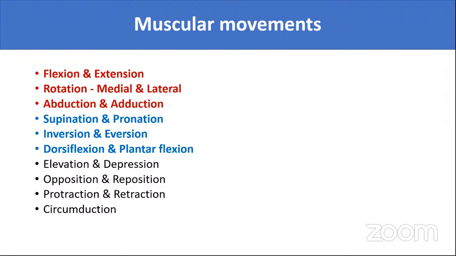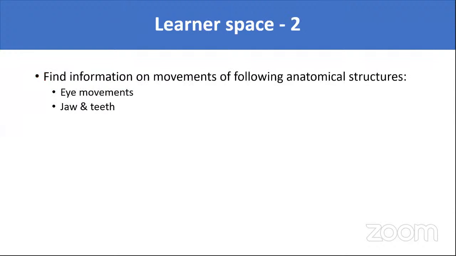But are these the only types of movements? Can there be other types of movements also? So there is a takeaway for the students: find out the information regarding the movements of the following anatomical structures, like the eye movements, what the eye movements are called, or the movements which involve the jaw and the teeth. Find out the information regarding this.